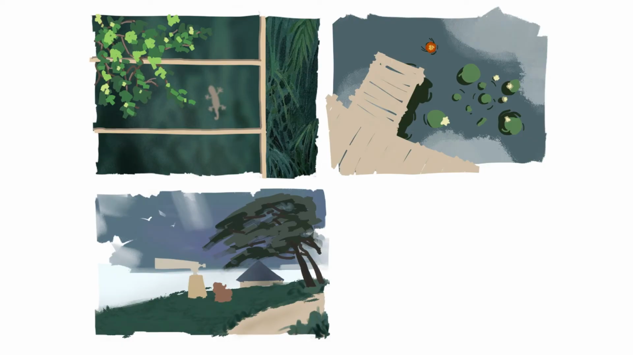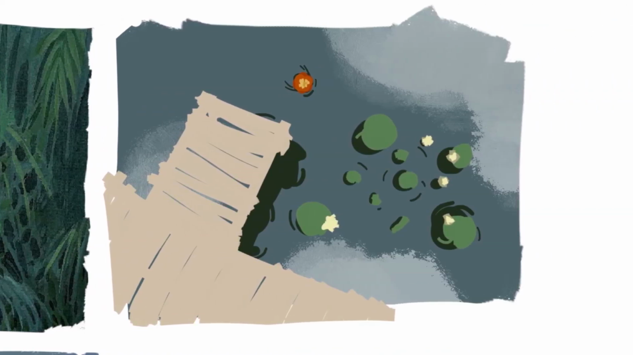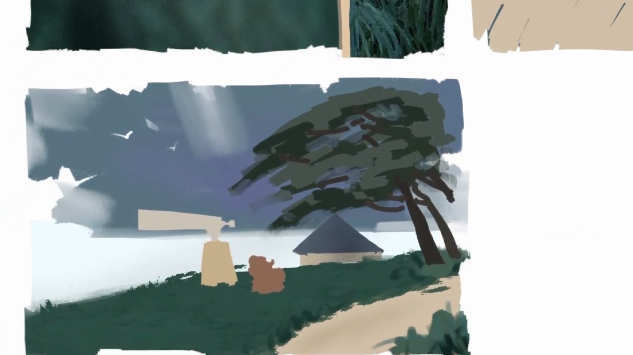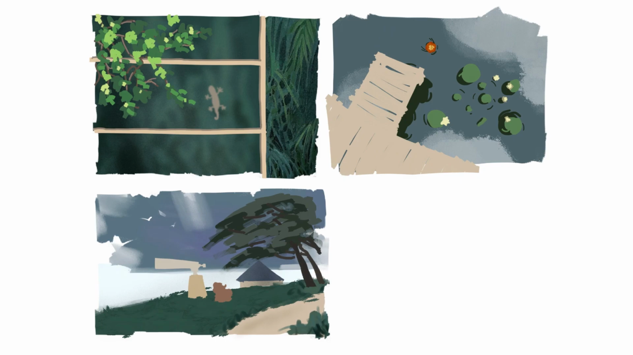I did a few more sketches of a lizard as the playable character moving behind the glass, a flower floating on a river, and a squirrel on a hill. I'm going to rig this scene in the next few weeks.